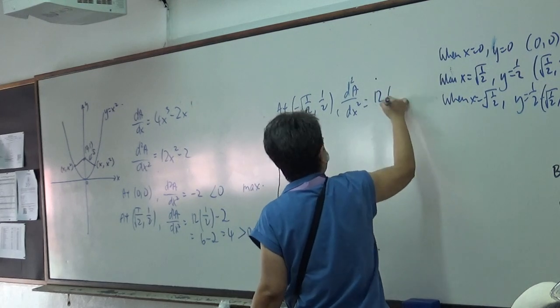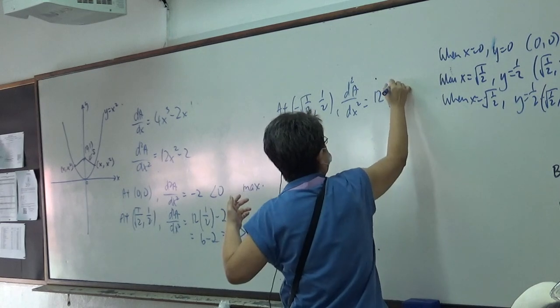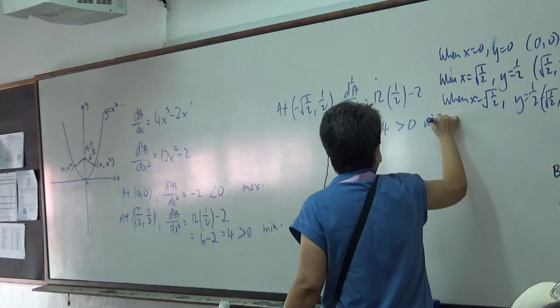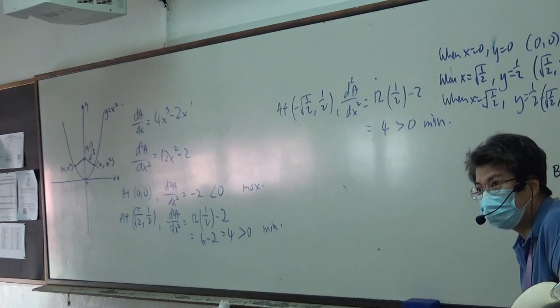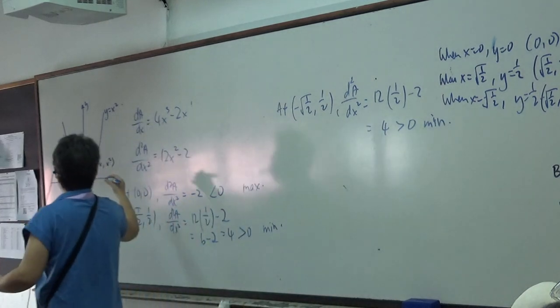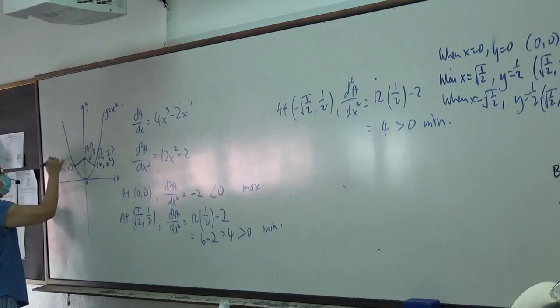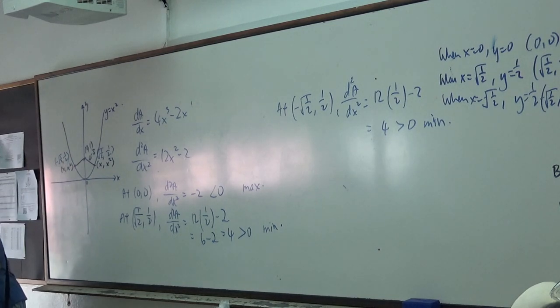Plug in negative root half, you still get half, so 12 times half minus 2. This is still a 4, which is bigger than 0. This is a minimum value. Can you see? Correct? Yes or no? Okay. So, that means I have a point here, which is root half, and another point here, negative root half, whose distance away from (0, 1) is the minimum. Can you see what I'm talking about here?